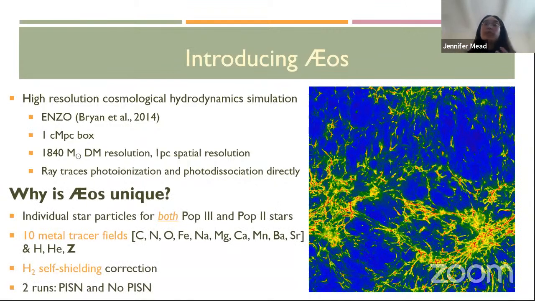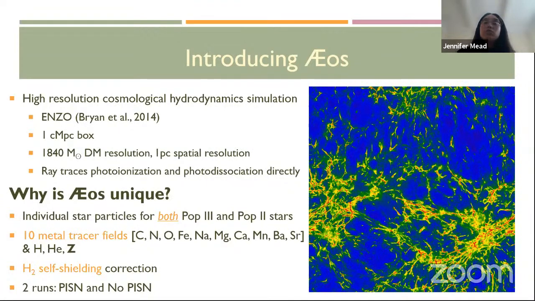Now, why is EOS unique? For a couple of reasons. Star particles are modeled as individual stars for both Pop3 and Pop2 stars instead of the typical single stellar populations. EOS also tracks 10 different metal fields, which you can see here, in addition to the overall metallicity. And it also implements a molecular hydrogen self-shielding correction, the importance of which I will get into in a second.